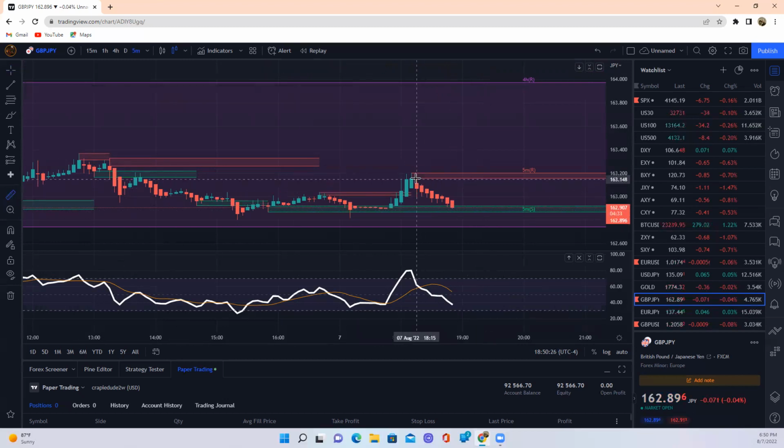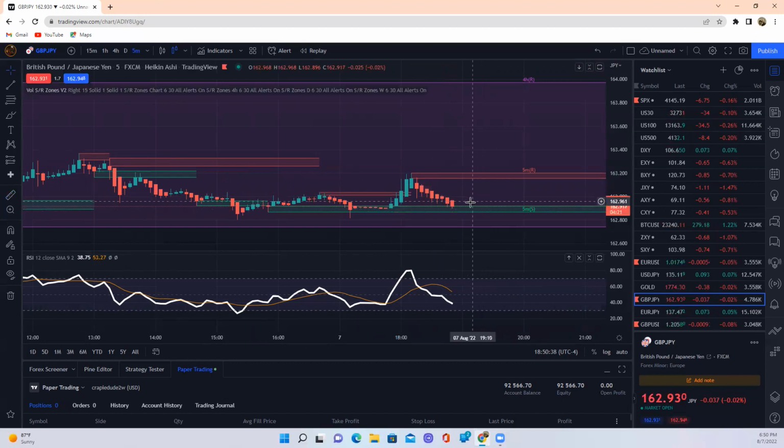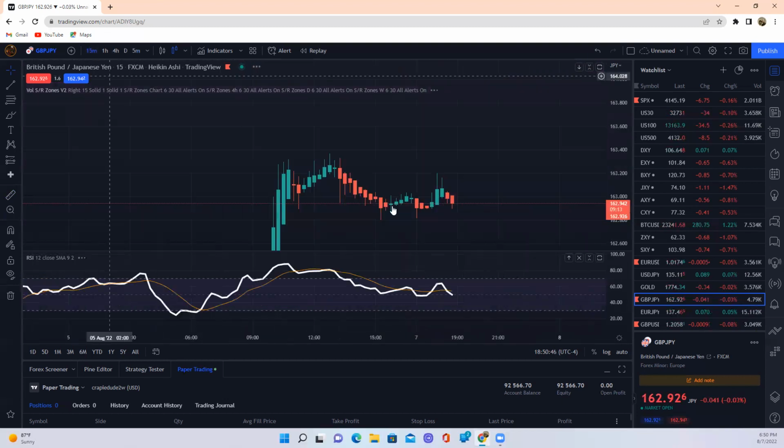So again, that pretty much proves the point there. So right now we're looking at roughly a 25 or so pip move so far. Not bad, right? So again, that's the technique. And so what we're looking at, again, let's go to the 15-minute because we want to get context, right?